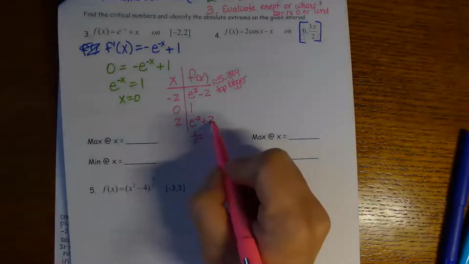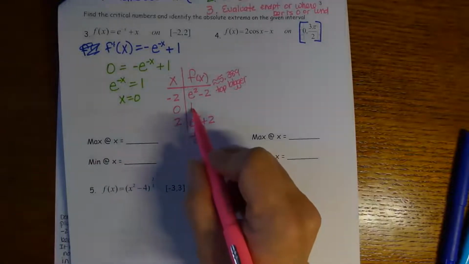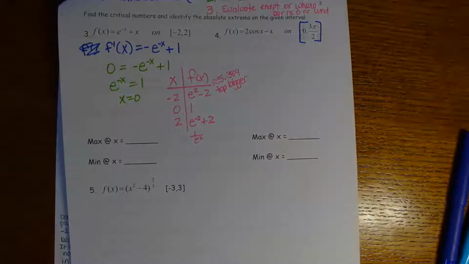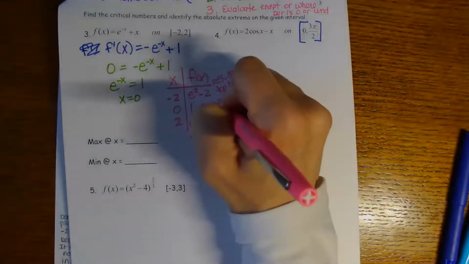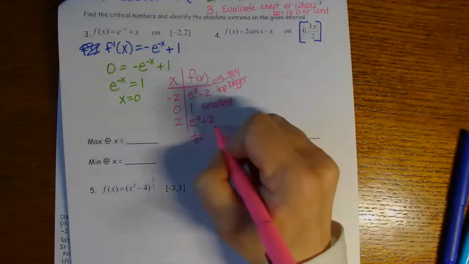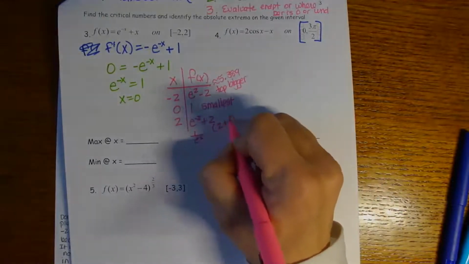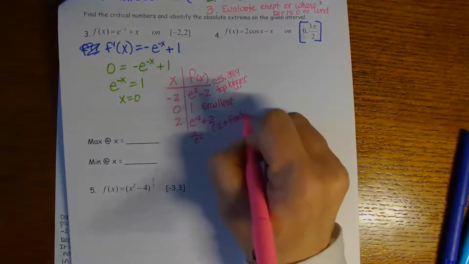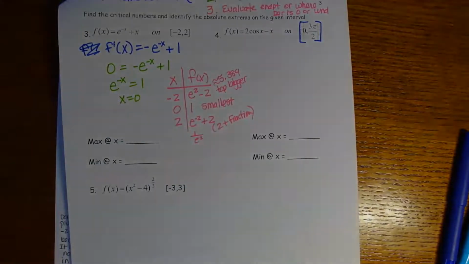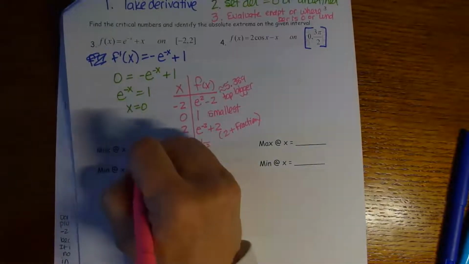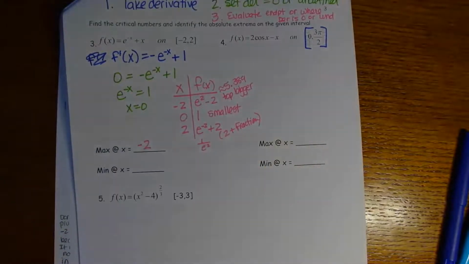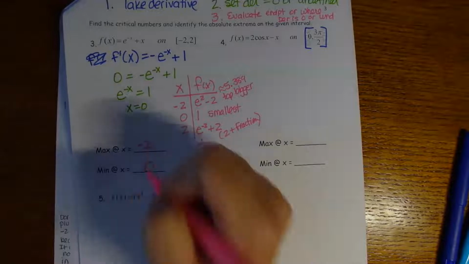Now this one is going to be 2 plus a tiny bit, and that one's 1. So which one's the smallest? This one here is 2 plus a fraction. So 2 plus a tiny bit. So we have a max at x equals negative 2, and we have a min at x equals 0.